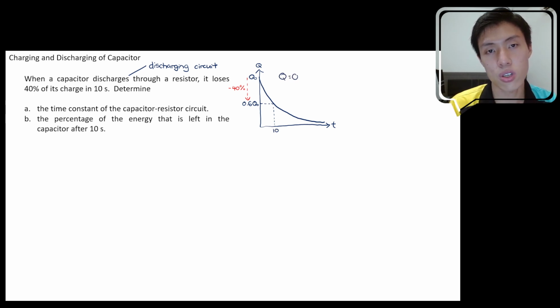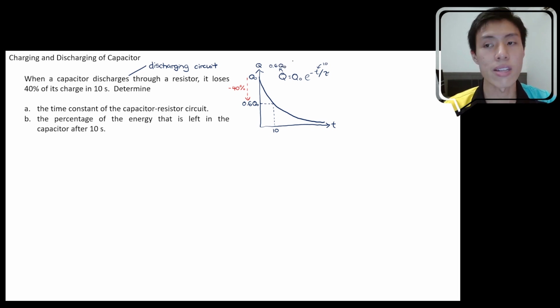If you put it into an equation, this is discharging. So Q is equal to Q naught e to the negative t over tau. For this case, if you sub in 10 seconds, what you get from this equation will be 0.6 Q naught. That's the idea that they are trying to deliver here.